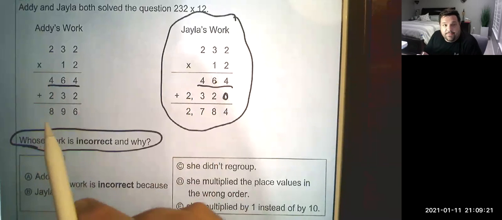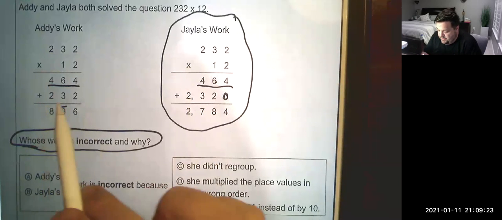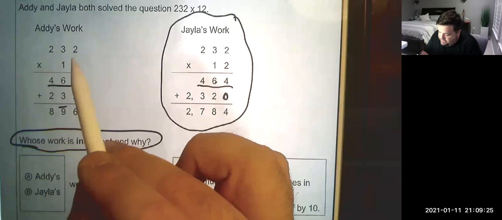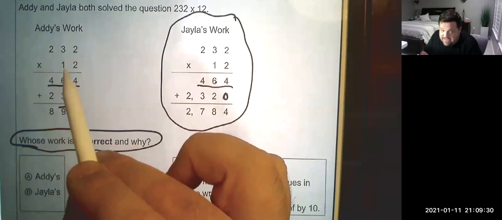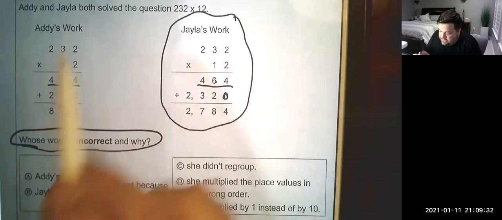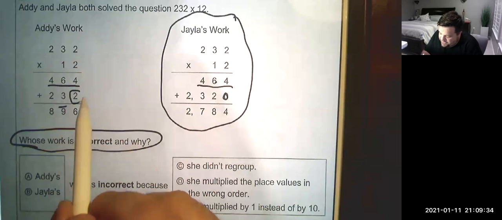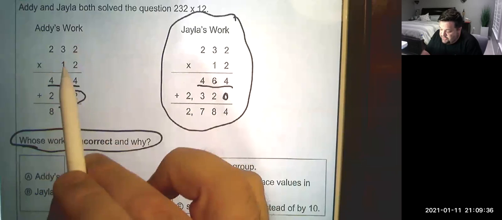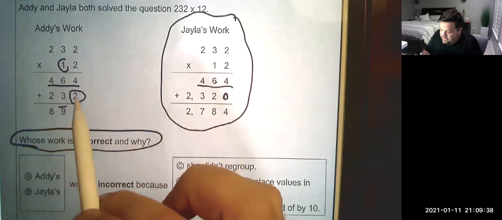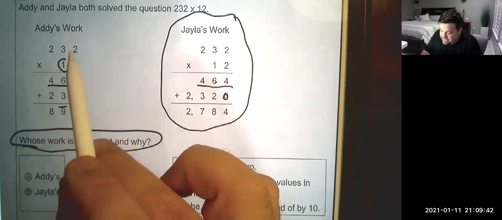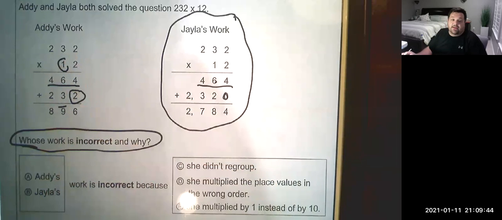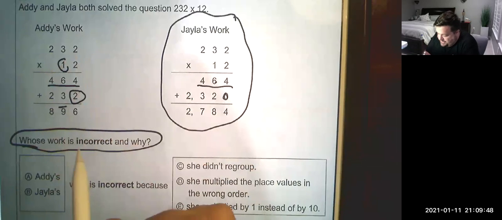Now let's look. We know Addie had to make a mistake somewhere in here. Well, this 1 right here is really a 10, right? In the 12, it's a 10. You've got to put your placeholder in right here, right? So what did she do? She actually made this a 1, and then 1 times 2 is 2, instead of making this a 10 times this 2, which would be a 20, right? So that's her mistake.